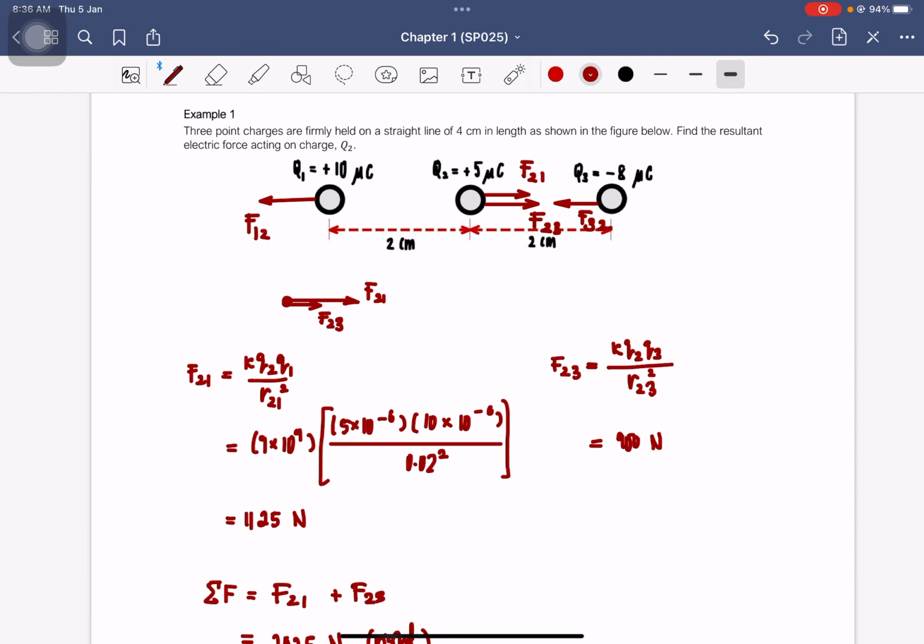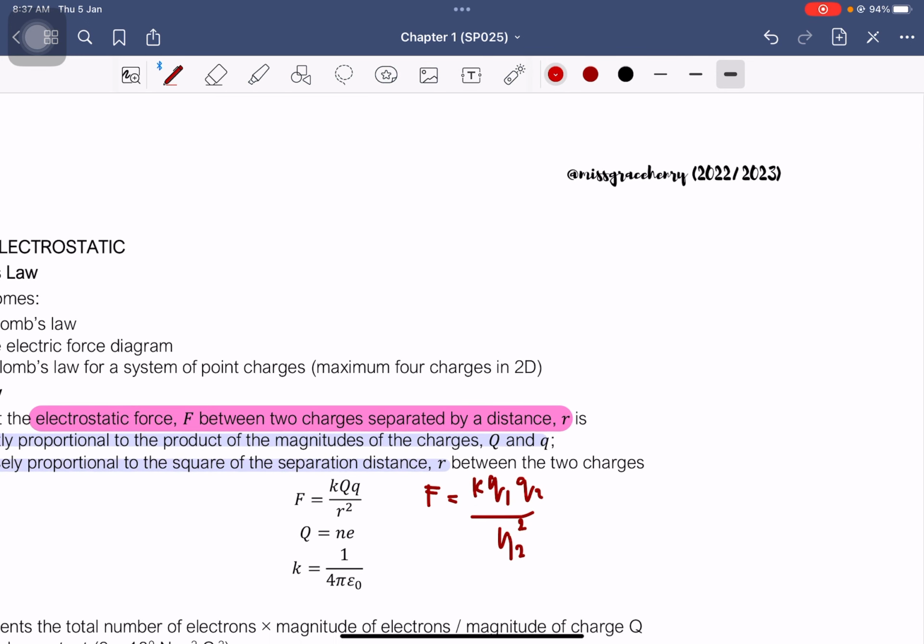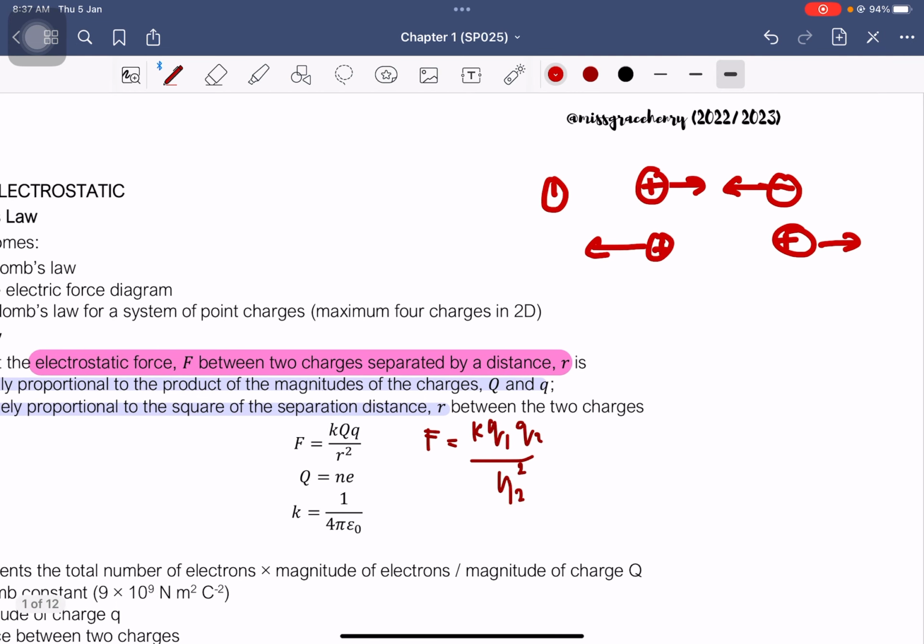Okay. All right. So that is on example number one and basically on subtopic number one. So what you need to remember here is, first, you have to be able to sketch the electrostatic force diagram. So positive, negative, they attract, and positive, positive, repel. So please remember that this does not apply only in one dimension. They could also be where a charge is here and then here as well. So this will be like this, like this, like this, okay, something like that.